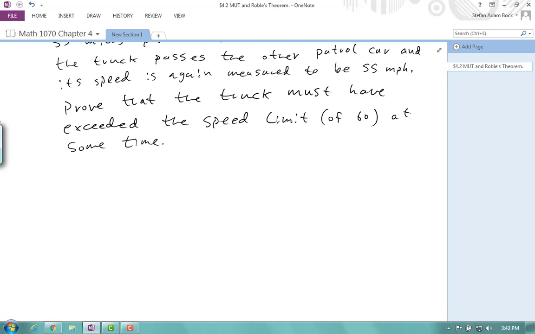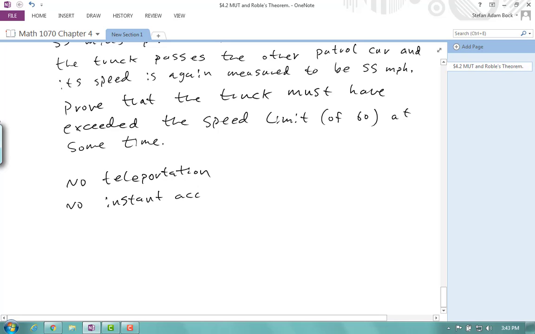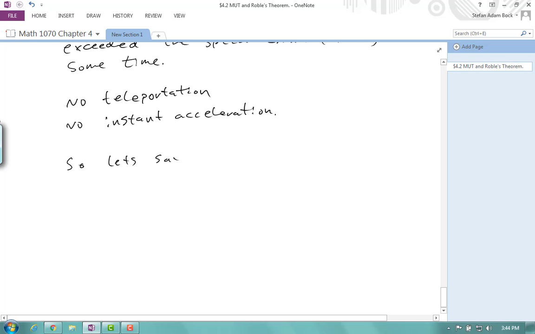So first up, let's lay down some ground rules. At least here in America, we still don't have the technology for teleporting trucks, and we do not possess the infinite energy for instantaneous acceleration, which means the position of this truck is going to be a continuous, twice differentiable function, which means we're going to be able to apply Rolle's theorem or the mean value theorem if we need to. So let's say that we have a time variable t. We'll say t equals 0 when it passes the first car, and t is equal to 3 at the second.